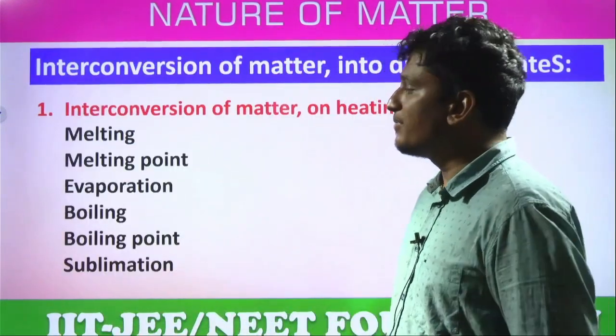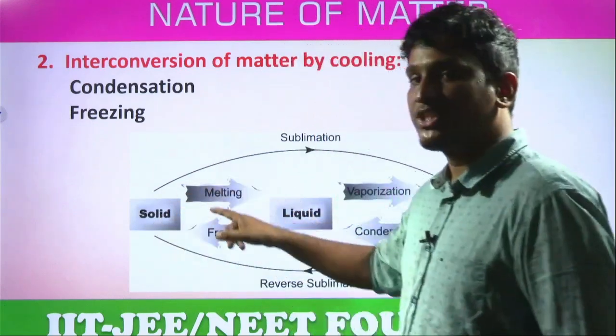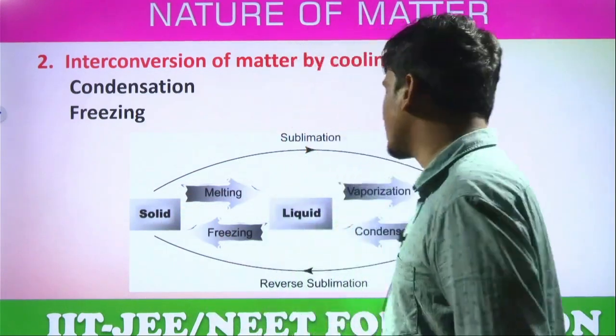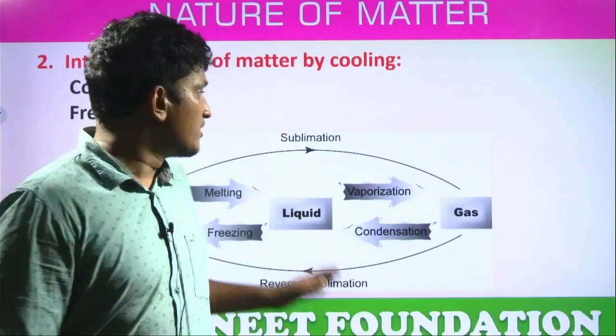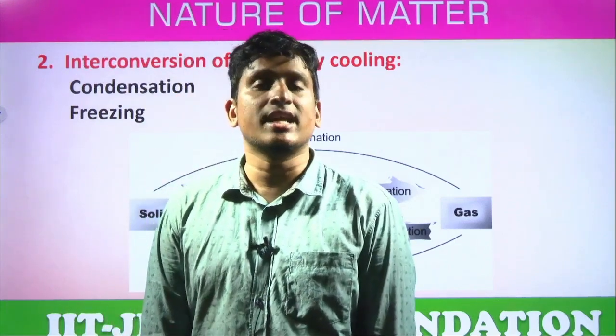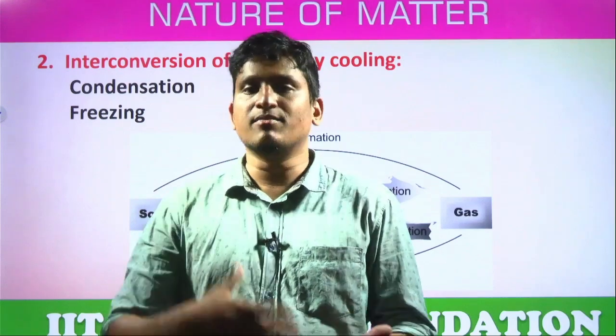Next, sublimation. What is sublimation? If a substance changes from solid state to gaseous state, that is called sublimation. The opposite is reverse sublimation, desublimation. These different names are there. So what is sublimation? When a solid directly changes to gas. What are the examples? Dry ice, solid carbon dioxide, yes or no? What happens? It directly converts into gaseous form.